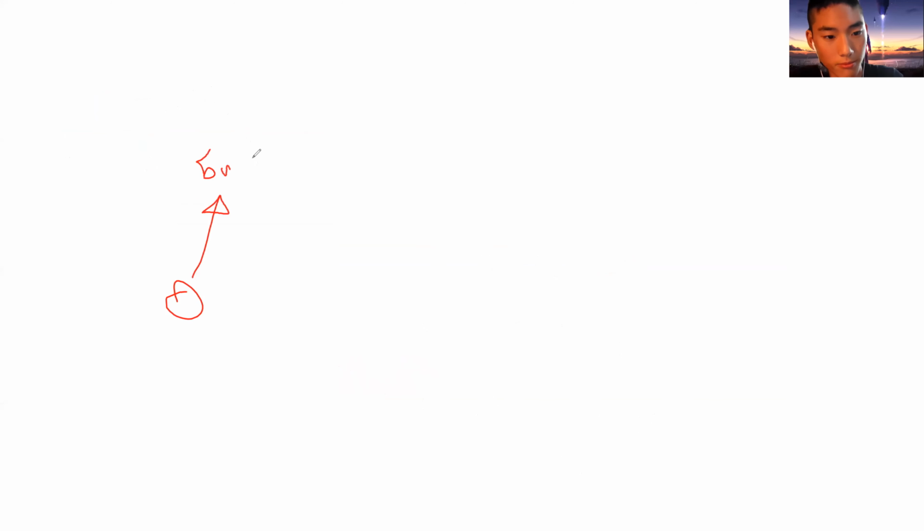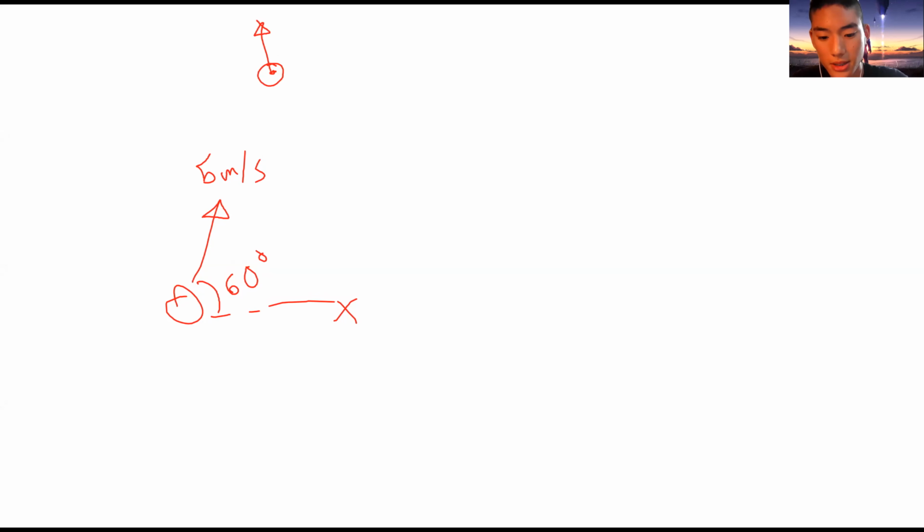Okay, so basically you have a ball, right? It's going upwards at 5 meters per second. And this is the x-axis, and this angle is 60 degrees, right? And then it goes up here, and then it has a y direction. It has a y velocity in the positive direction because it's still moving up, and it also has an x velocity, right?